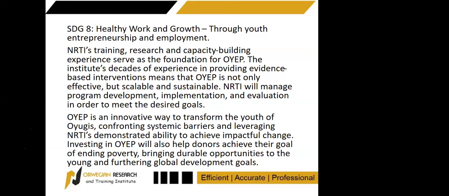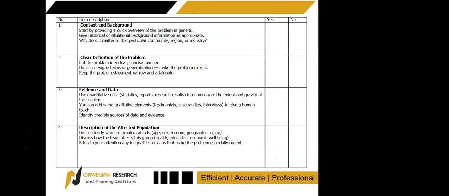That OIEP is an innovative way to transform the youth of Oyugis, confronting systematic barriers and leveraging NRTI's demonstrated ability to achieve impactful change. Investing in this will help donors achieve their goal of ending poverty. That simply means we are bringing the rationale why they need to bring our funds. And that becomes perhaps the end of that section. And it's very smart if you approach it that way. All the critical areas have been captured. Now let's move to the checklist.